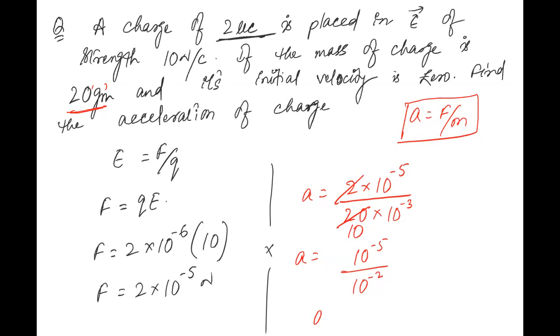So can I write this as, taking it up, 10 to the power minus 3 meter per second square? Did you understand or not? Please tell me. Yes, sir. Okay, good. Note it quickly.